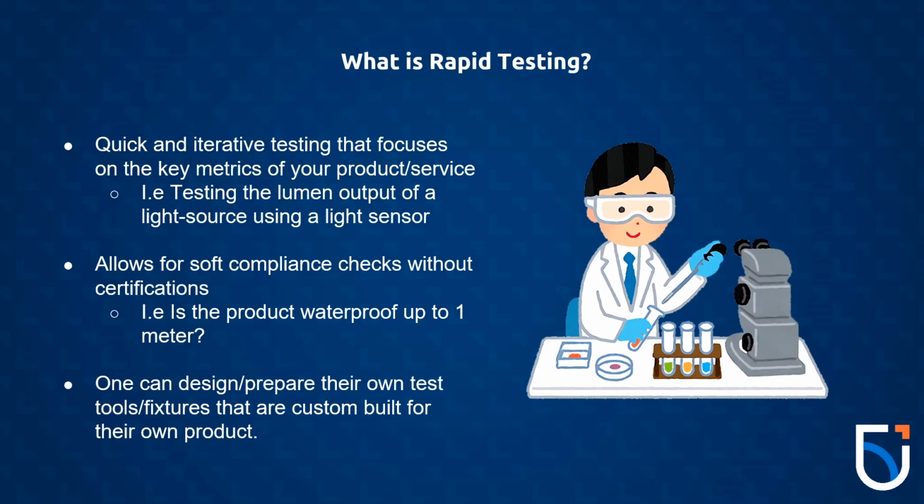Rapid testing can also be conducted using your own tools. For example, say you wanted to measure the lumen output of a light source and wanted to do it as quickly and cheaply as possible. You can simply get a piece of PVC pipe, put the light source on one side and a light sensor on the other side to measure the light output. This is a good way of getting what you need with just a few dollars worth of material.